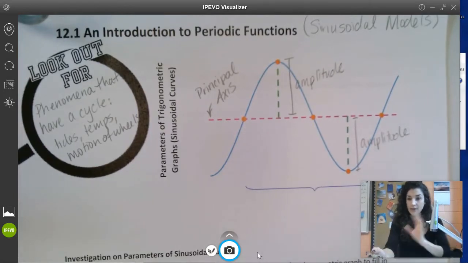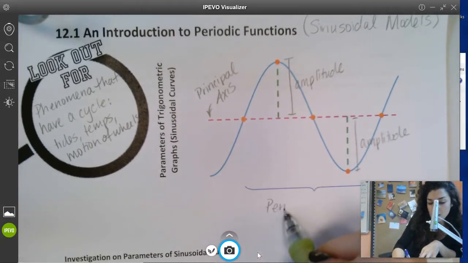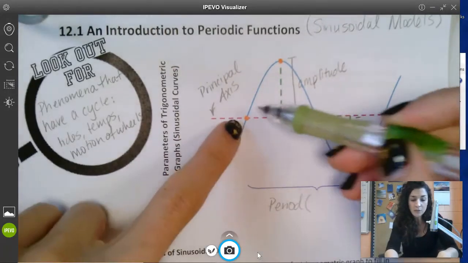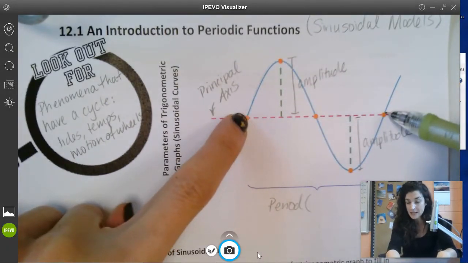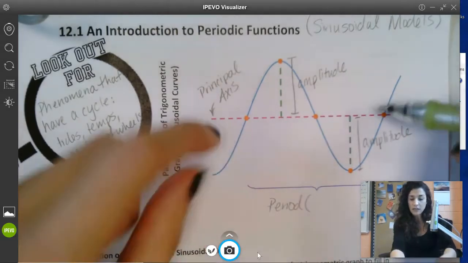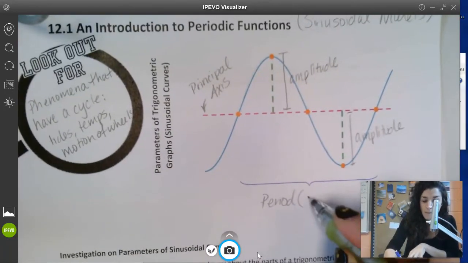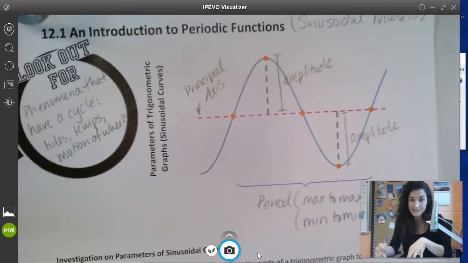The last key behavior of sinusoidal models is the period. And the period is how long it takes you to complete a cycle. So you can see here, we started the cycle here, went up, down, and then we got back to the beginning of the cycle. A lot of times, though, we don't look in the middle here because it's hard to see. The easiest way to see how long the period is, is either going from the maximum to the maximum or the minimum to the minimum, because those are easy to spot, right?